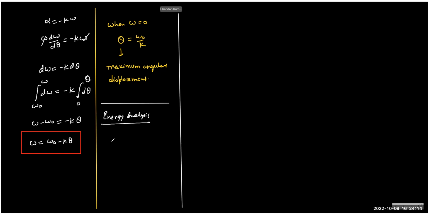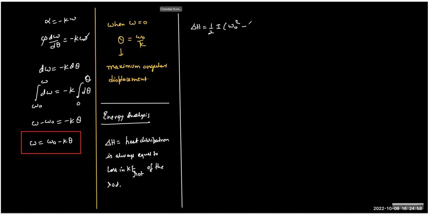So you can say always that the heat dissipation is always equal to the loss in kinetic energy. Of course, here we talk about the rotational kinetic energy of the rod. So we need to use one formula from rotational dynamics, and that is delta H equals half I. And because we are saying a loss, initially it is more and finally it is less, so we can write like this. Is this clear?